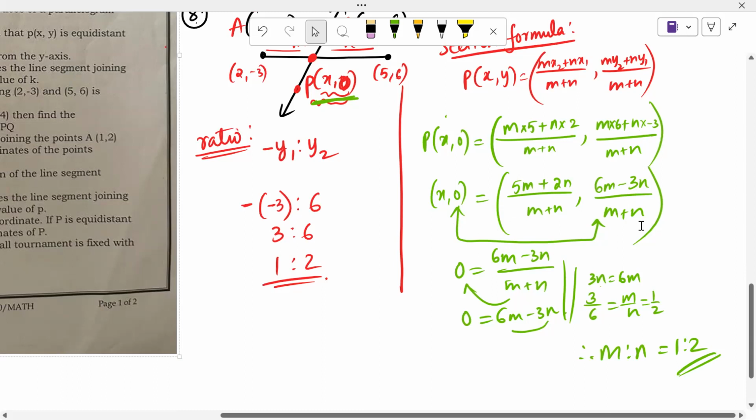Okay, equate the y coordinates. So 0 equal to 6m minus 3n by m plus n. So this total m plus n will be sent here, and the total thing is multiplied to 0, so it will become 0. 0 equal to 6m minus 3n. Minus 3n comes here: 3n equal to 6m. When 6 comes here and n goes there, 3 by 6 is equal to m by n. 3 1 times, 3 2 times, 1 by 2. 1 is to 2 is the answer.